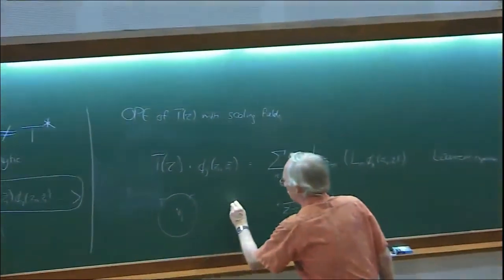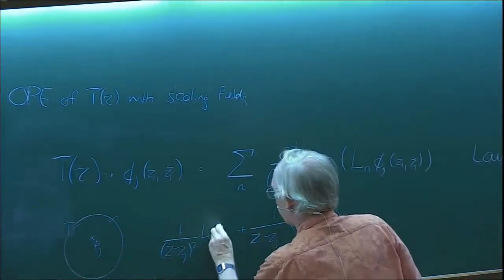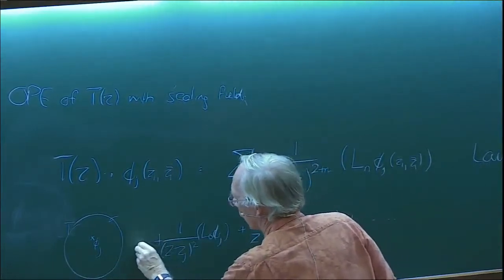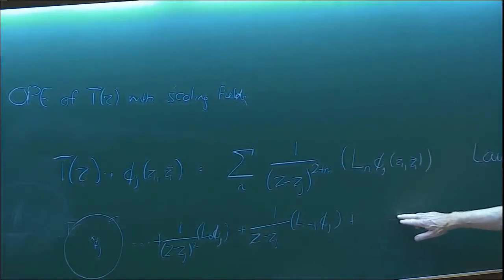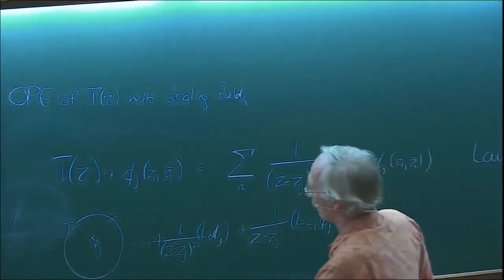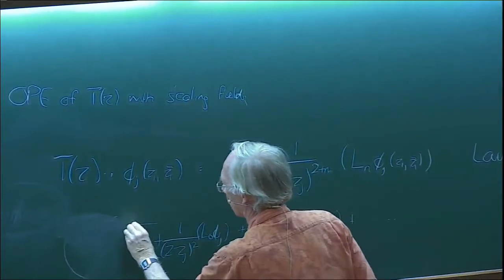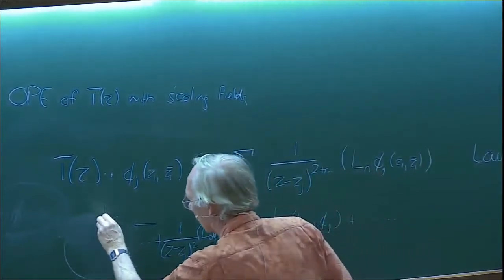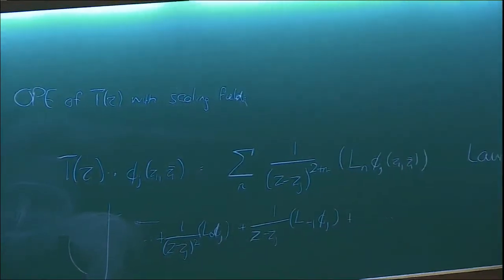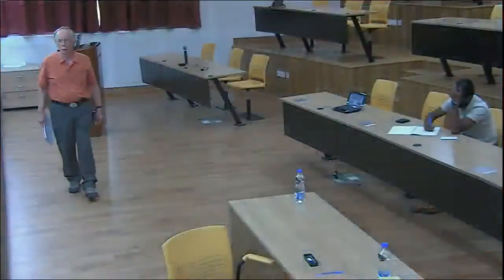There is going to be a term here which is 1 over Z minus Cj squared times L0 of phi j, dot, dot, dot, and in principle, the next term is going to be Z minus Cj to the zero. So there's going to be an infinite number of powers here, which are going to look like a Taylor series, and in principle, you can have a large number of powers going the other way. However, going the other way, it has to stop somewhere. And the reason it has to stop somewhere is basically dimensional analysis.